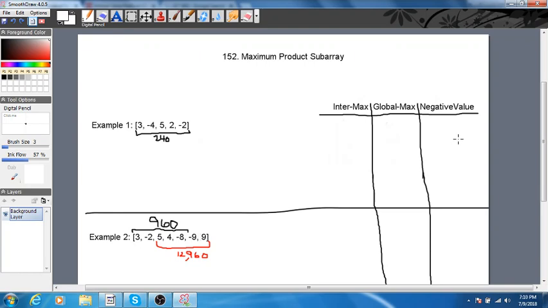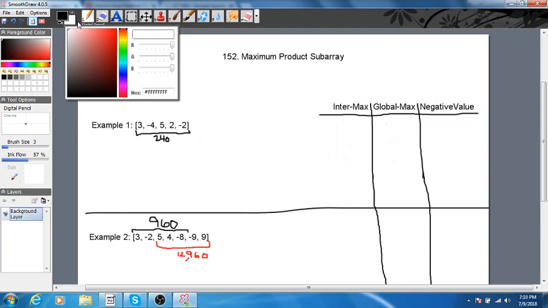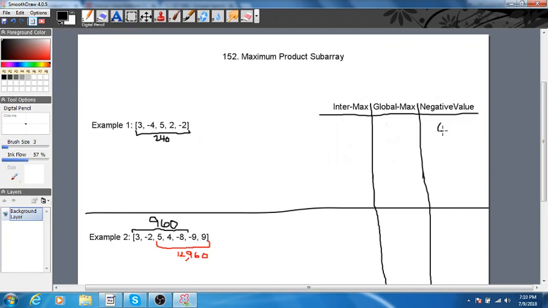So to start off, you're going to set your negative value equal to 0, your inner max at 1, and your global max to whatever the first element is. So in this case, 3.